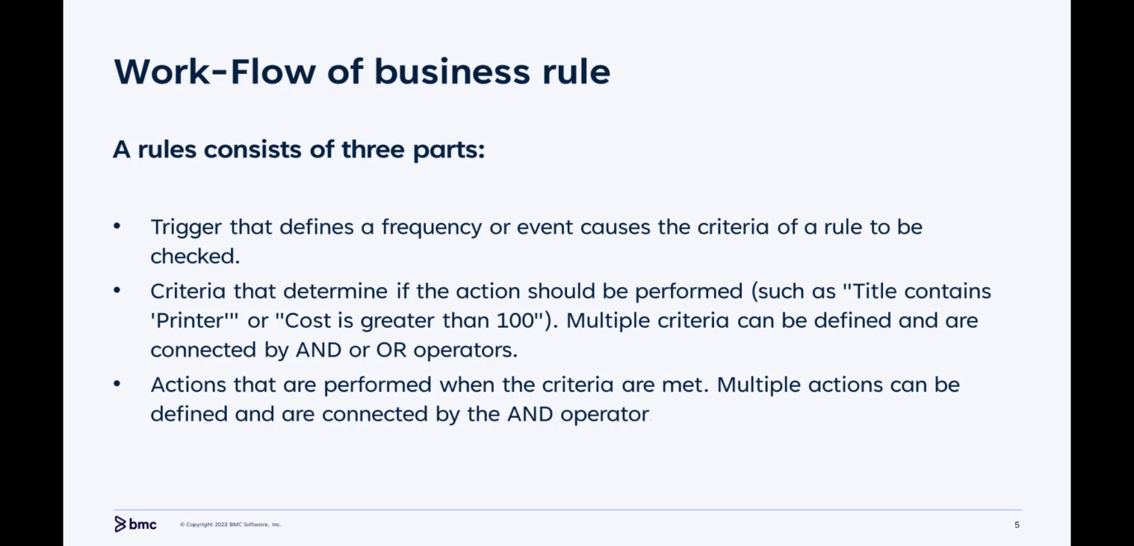Business rule consists of three parts: trigger, criteria and action. The trigger defines a frequency or event cause the criteria of rule to be checked. Criteria determine if action should be performed, such as title contains printer or cost is greater than 100. Multiple criteria can be defined and are connected by the AND or OR operator. Action that are performed when the criteria are met. The multiple action can be defined and connected by the AND operator.